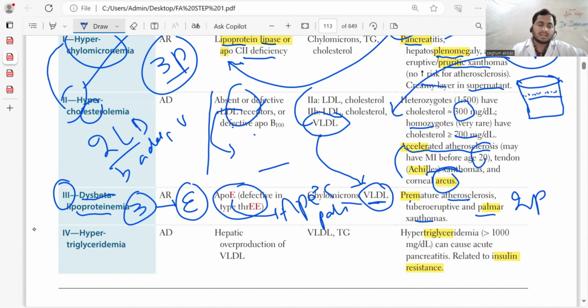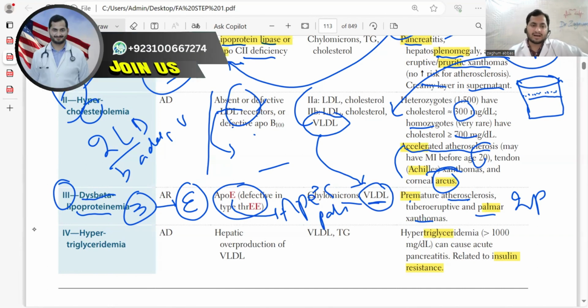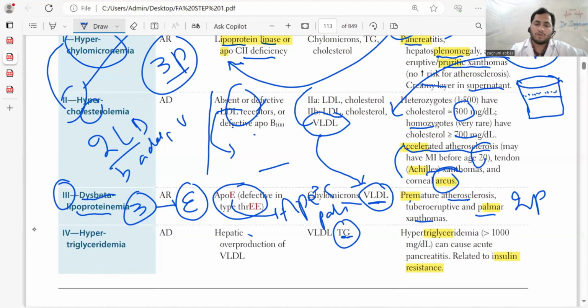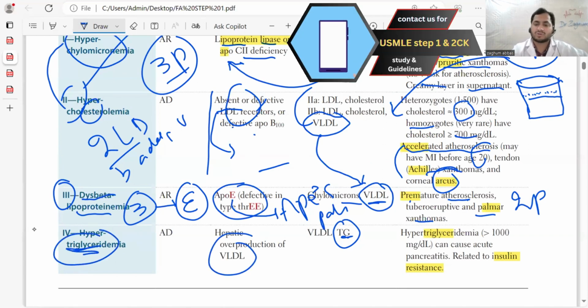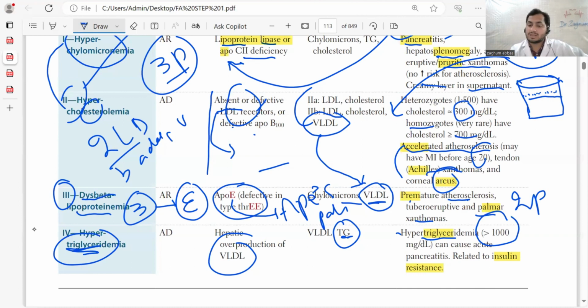Next, the last one, the most high yield, is type 4, that is hypertriglyceridemia. In this case, you will have a higher level of triglyceride. There will be hepatic overproduction of VLDL. So the disease name is telling you that you will have more triglyceride. When it crosses 1000, it can cause acute pancreatitis.